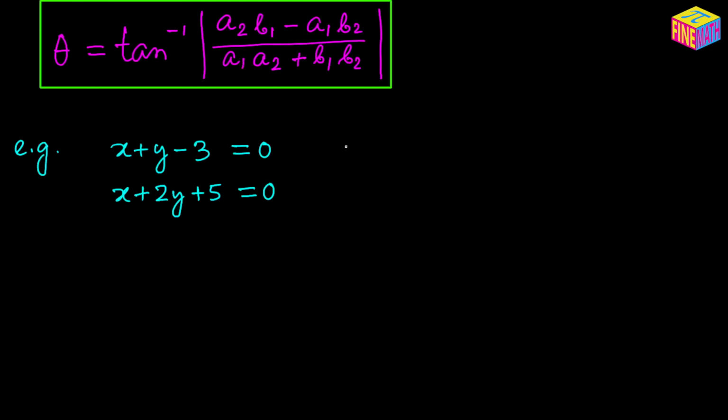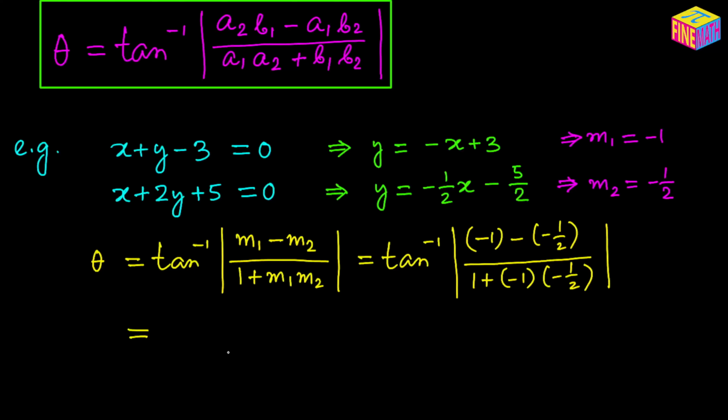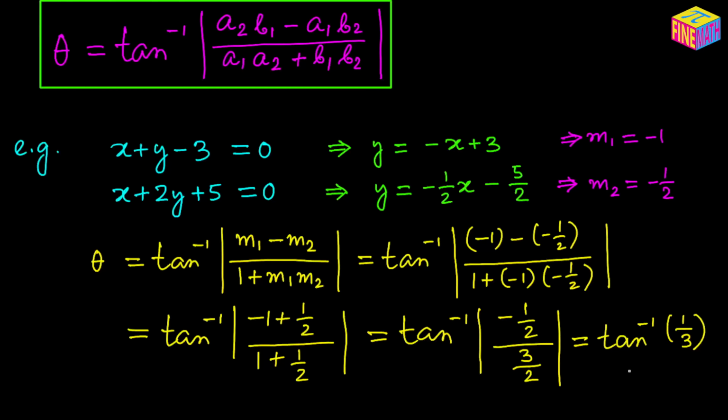Now if we convert the first equation into y equals mx plus c form, then what do we get? There obviously the slope m would be negative 1 because that's the coefficient of x. And similarly for the second equation, if we convert it, we get y equals negative half of x minus 5 over 2. So for the second straight line, the slope appears to be negative 1/2. Now let's try to use these values in the first formula. And if we simplify this and take the absolute value, it will be positive 1/3. So it would be tan inverse of positive 1/3. And that is the actual value of the acute angle between the two straight lines.